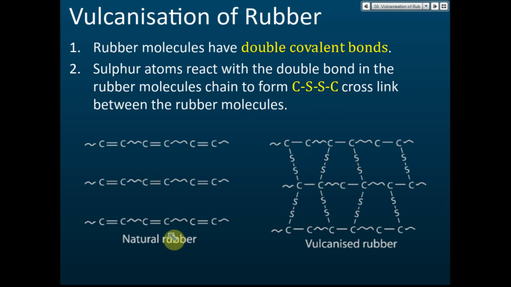Initially, in natural rubber, the molecules can slide over each other when you stretch it. But after you add the sulfur, the sulfur forms a bond between these molecules, and now it is very hard to break this bond. This is called vulcanized rubber. That's the difference between natural rubber and vulcanized rubber: we add sulfur, and the sulfur forms the C-S-S-C cross link between the rubber molecules, making it more elastic and stronger. In the exam, they may ask you to draw the structure of vulcanized rubber, so make sure you know how to draw it.